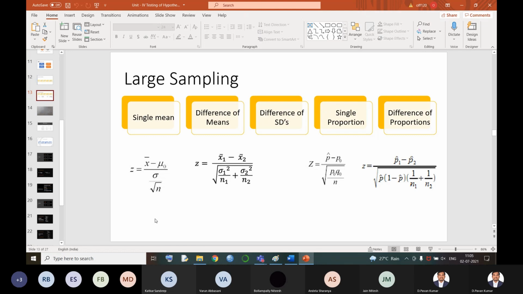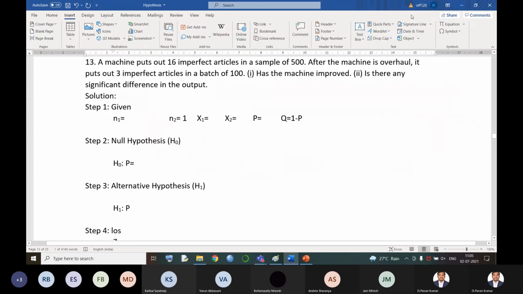When a single sample along with its subsample is given, we say that it is a single proportion. And if two samples along with two subsamples are given, that means 4 values will be given in the question. Based on that, we are going to identify whether it is a difference of proportions or a single proportion problem. So now, see the situation.